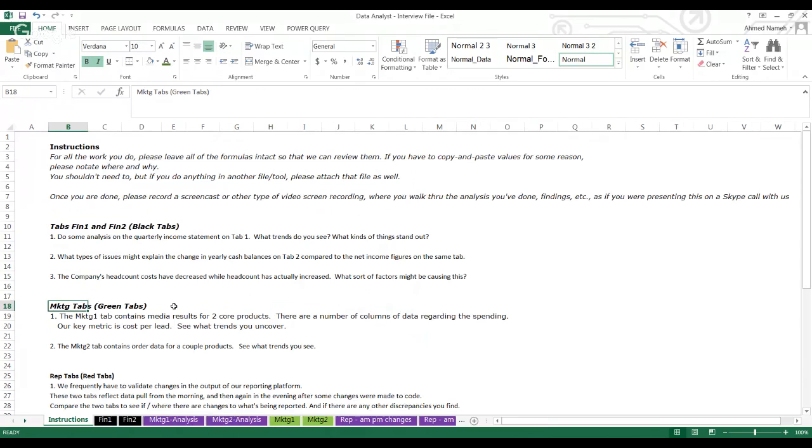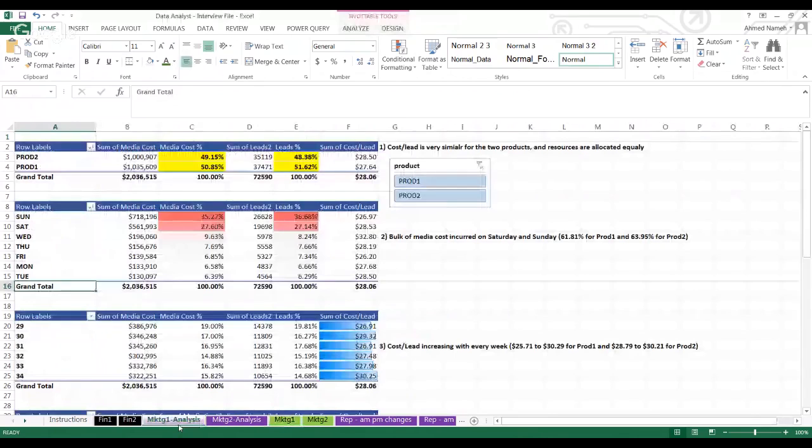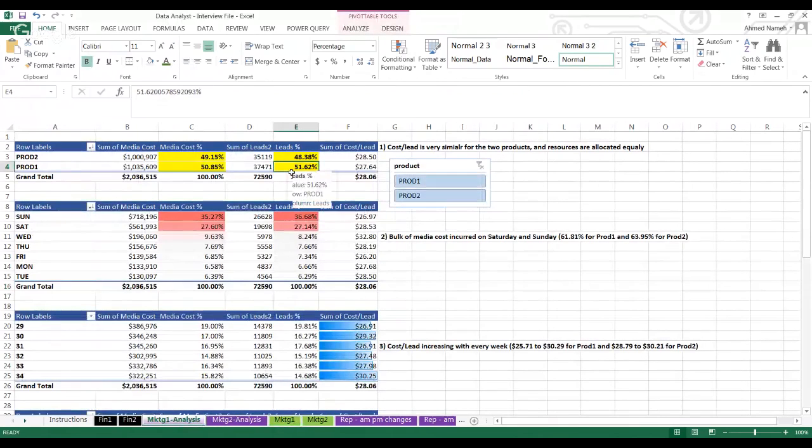Moving on now to the marketing tabs. Number one, the marketing tab contains media results for two core products. There are a number of columns of data regarding the spending. One key metric is cost per lead. See what trends you uncover. So this is the first marketing tab, and this right here is my solution, or how I decided to lay out my findings.